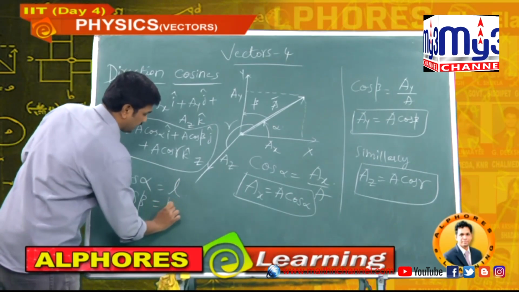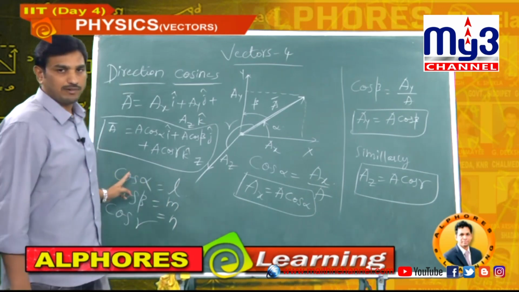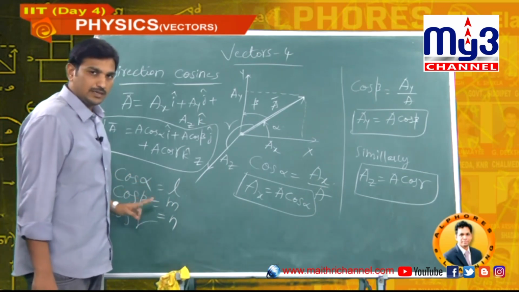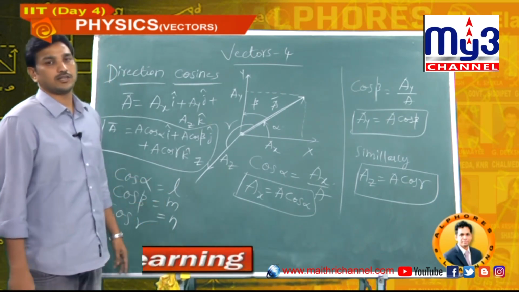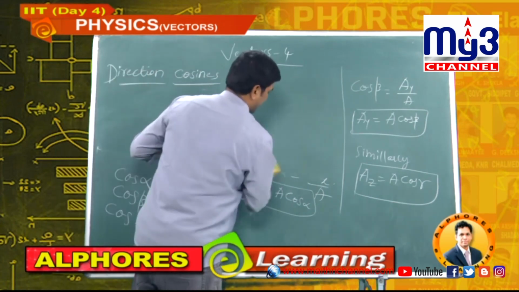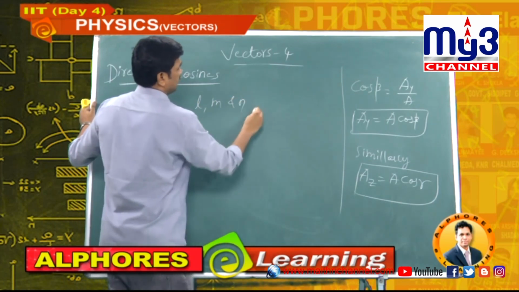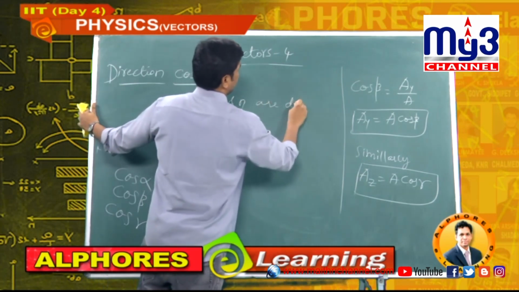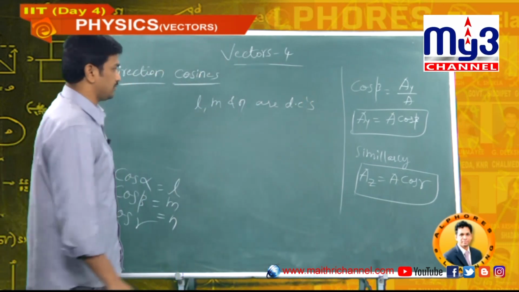L, M, N are the symbols given. L is cos alpha, M is cos beta, N is cos gamma. So L, M, N, all three are direction cosines according to this concept. Just simplifying again, L, M, and N are direction cosines. In short form we can write them as DCs.